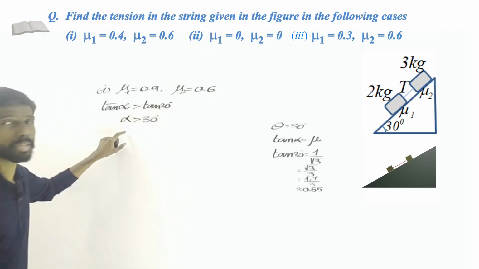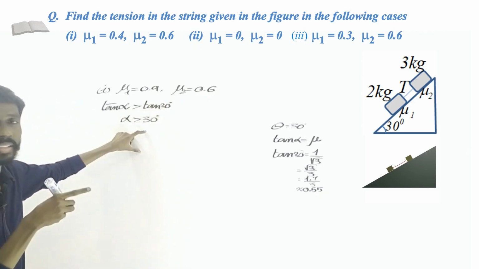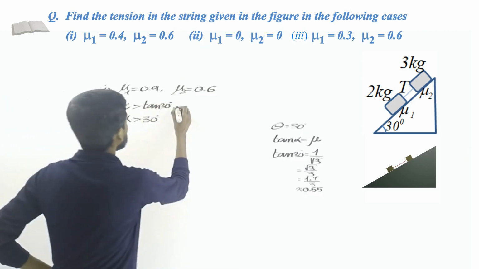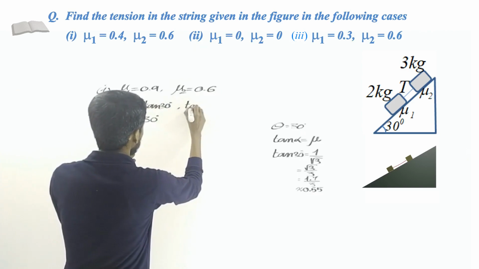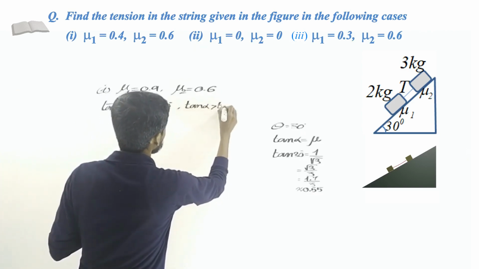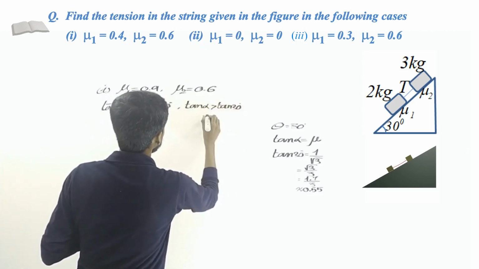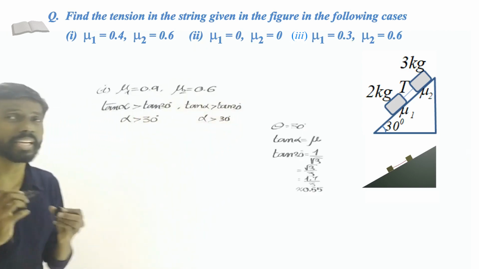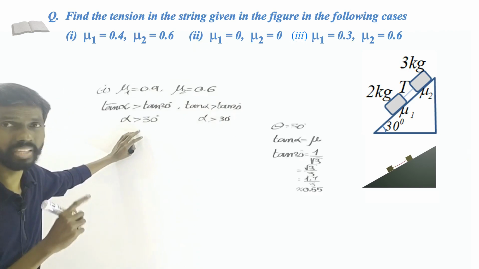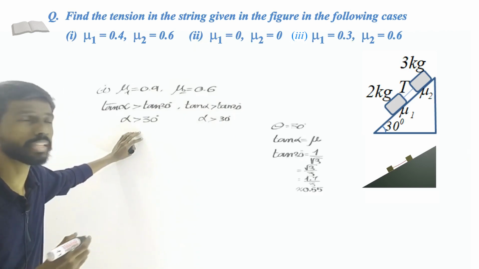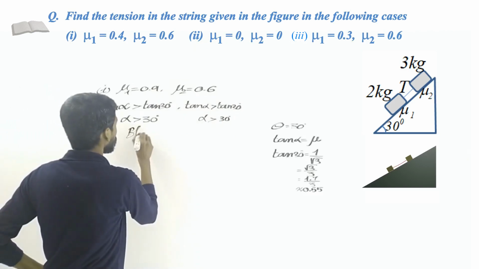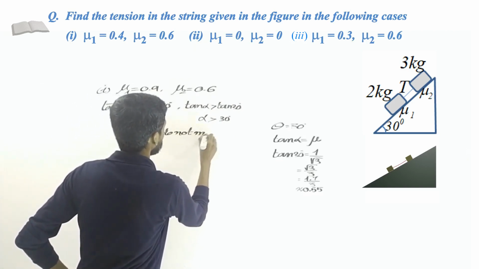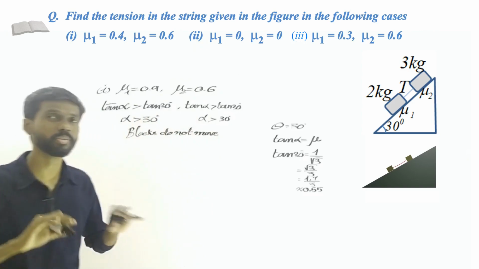If the angle of repose is greater than this given angle, that means the blocks will not slide. Here also we are getting the same thing: tan alpha is greater than tan 30. So in both cases alpha is greater than 30 degrees, and this angle is less than the angle of repose. That means both blocks do not move. They have no tendency to move.